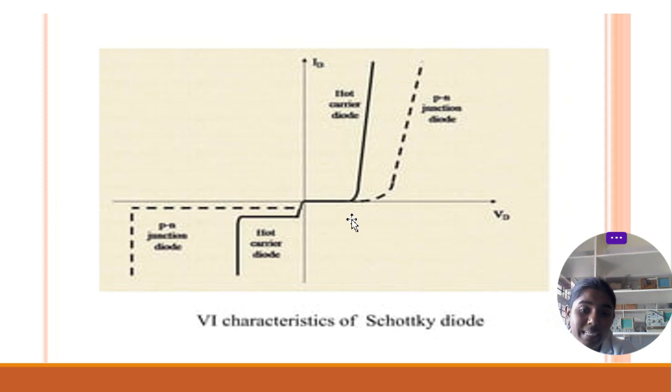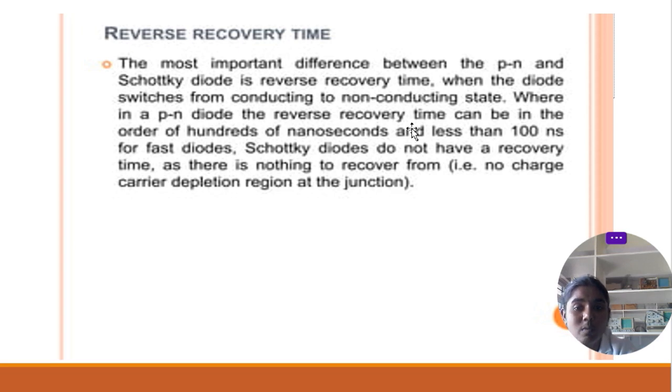Let me see the VI characteristics of the Schottky diode. Here they are representing the voltage and the current. They are giving the PN junction diode along with the Schottky barrier diode. This symbol indicates the Schottky barrier diode, and this one indicates the PN junction diode. That is the normal IV characteristic.